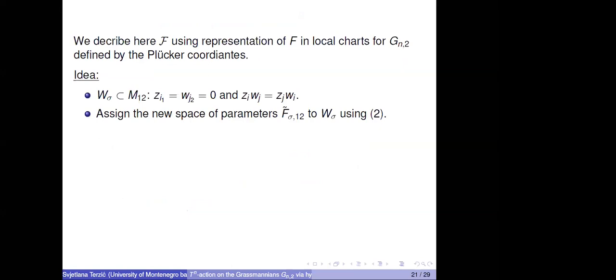So we've described here the universal space of parameters using the representation of the space of parameters of the main stratum in the chart. As I said, it can be represented by some subset in CP1 to the power N, which satisfies these cubic relations. What is the idea for finding the universal space of parameters? As I said, when we have a stratum in the chart M12, then this stratum is defined by this condition.